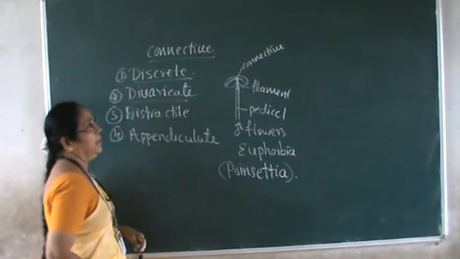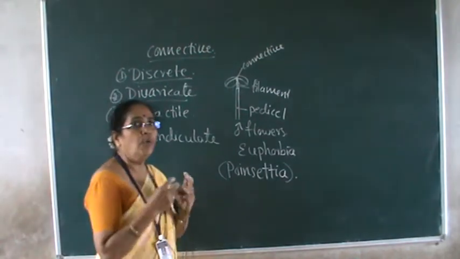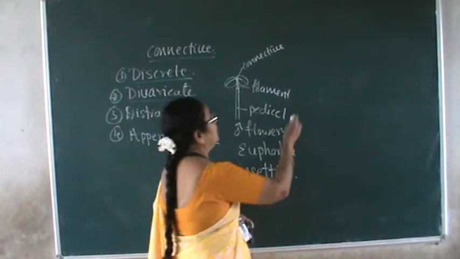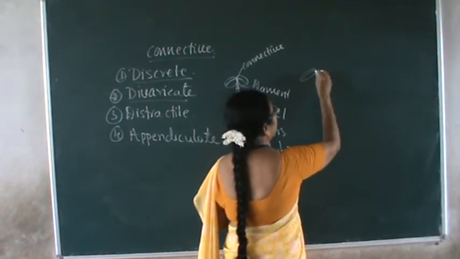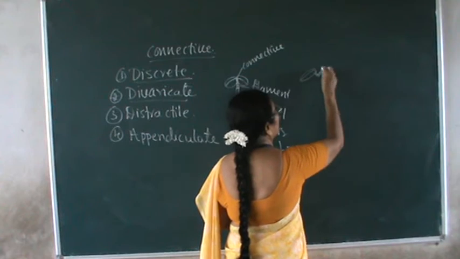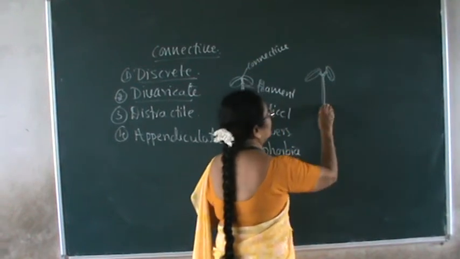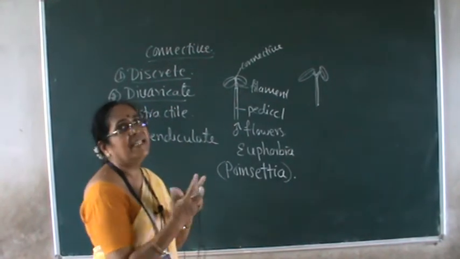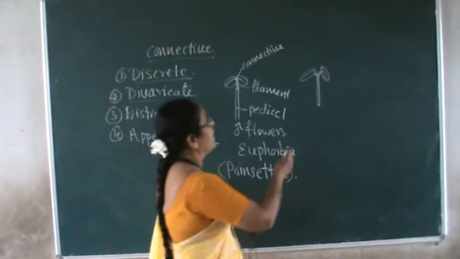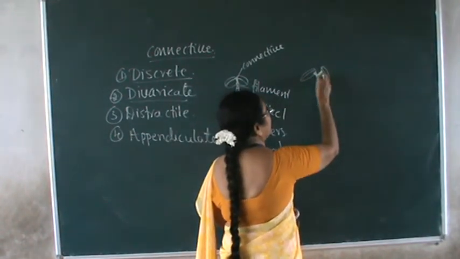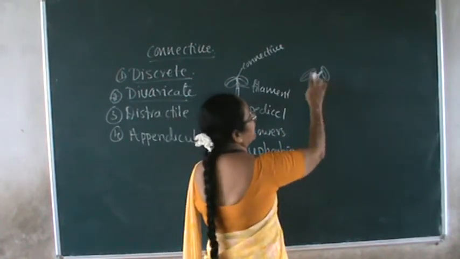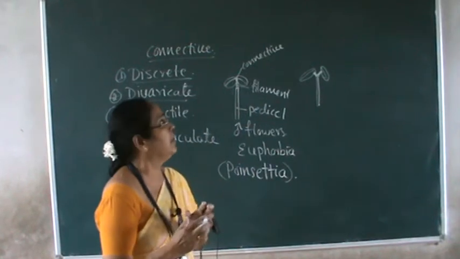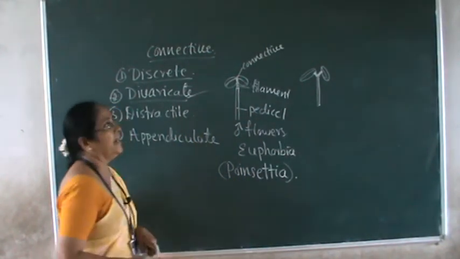Dilaricate, the second type. The dilaricate kind of anther means the two anther lobes are slightly separated from each other. It appears like it is forked. The two anther lobes are not together. They are slightly separated because of the forked nature of the connective. This is the connective. It is going to fork up, to branch. In the forking, it separates the two anther lobes slightly apart from each other. In that case, it is called a dilaricate kind of anther.